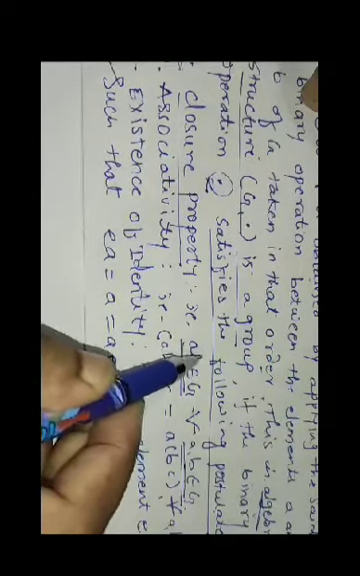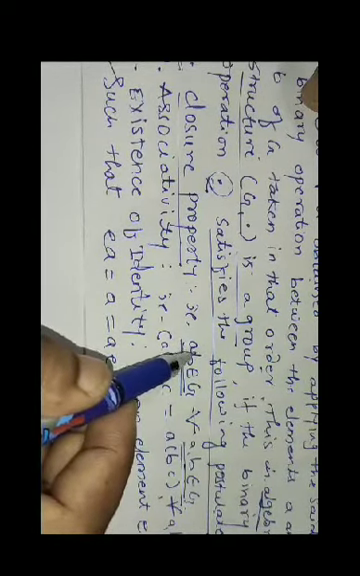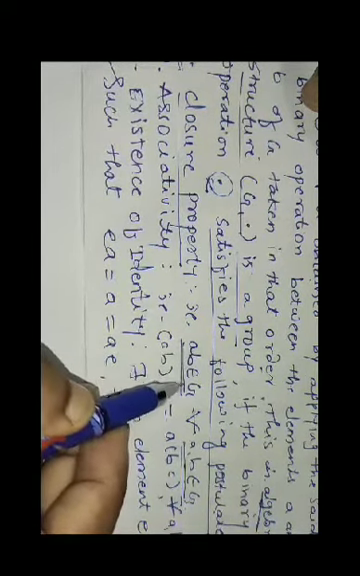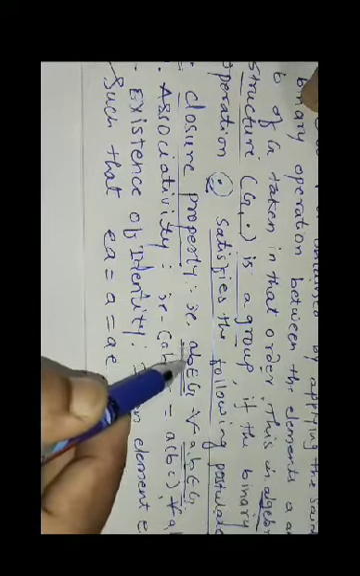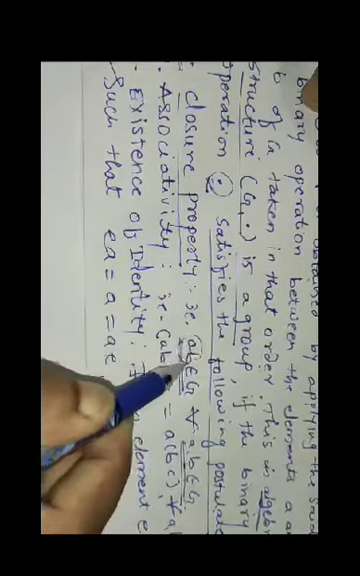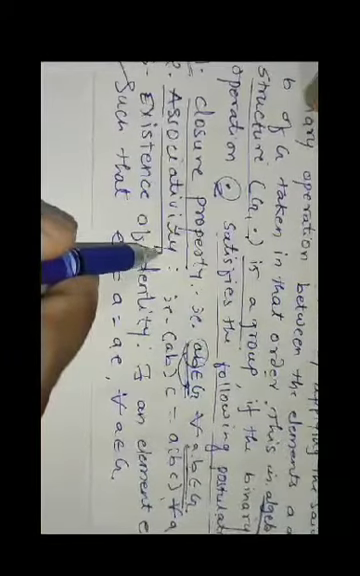First is the closure property. What is the closure property? A and B both are elements of G, and after applying the binary operation, we get AB, that is A dot B. No need to write dot; dot is present there. It is the convention. So AB belongs to G. Whatever the elements A and B, after applying the binary operation, we get a new element, and that also belongs to G.